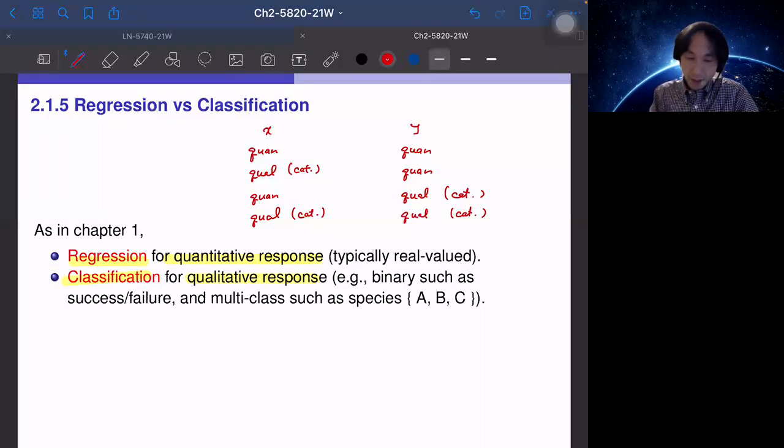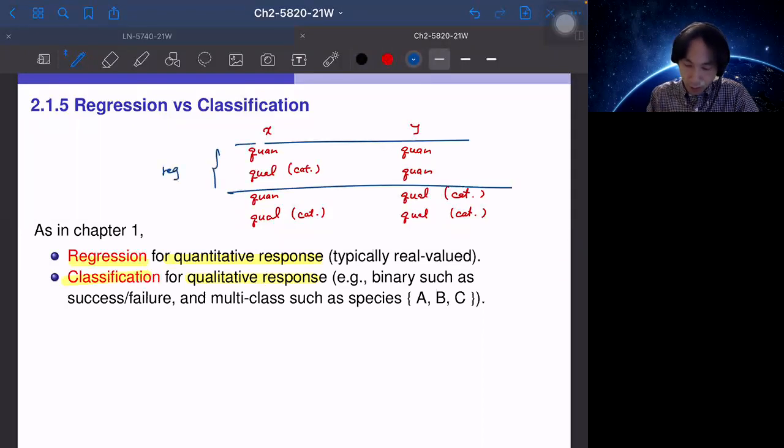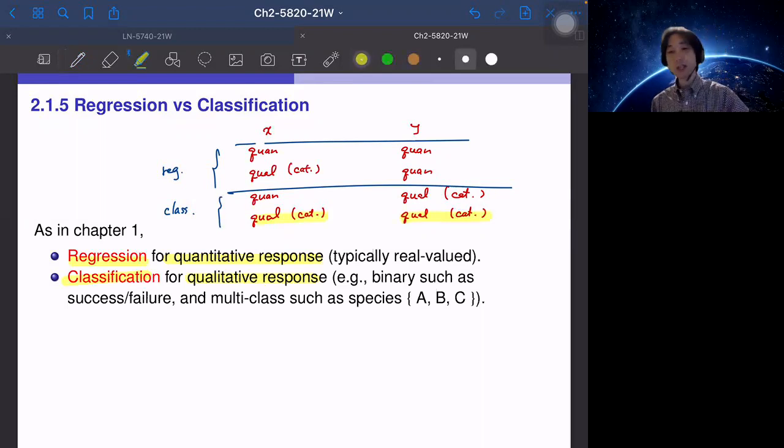But actually the X doesn't really matter. So basically we separate the case with this, and this is the regression model. And this is the category, maybe categorical analysis or classification problem. Regression and classification. And sometimes the second one is just, both are categorical.